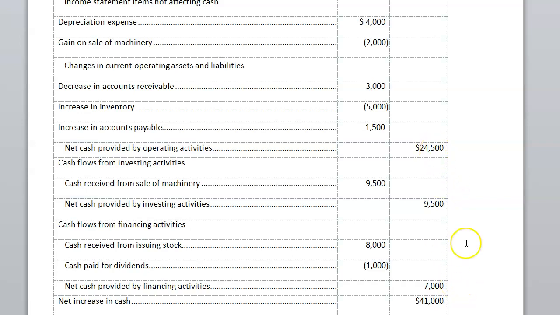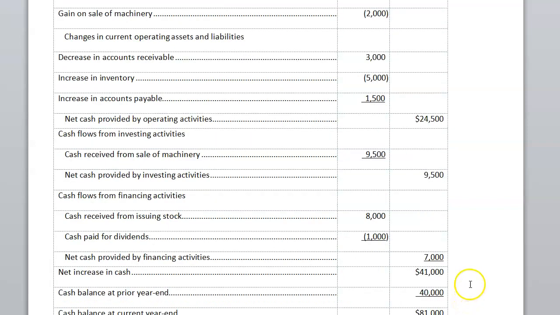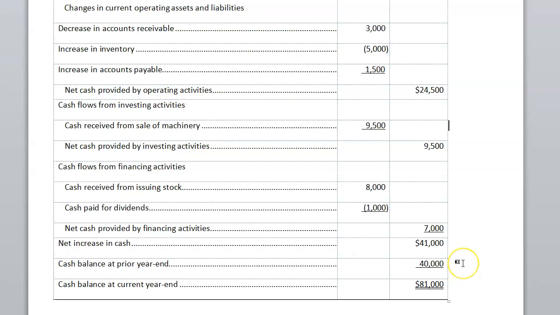The next step is to add up these three subtotals. So we have a net increase in cash of $41,000. We're going to add that to the cash we started the year at, beginning of the year, $40,000, to end up with our cash balance at the end of the year, $81,000.